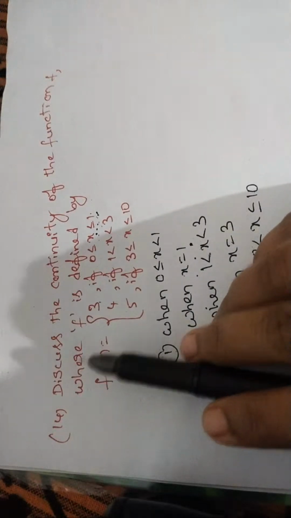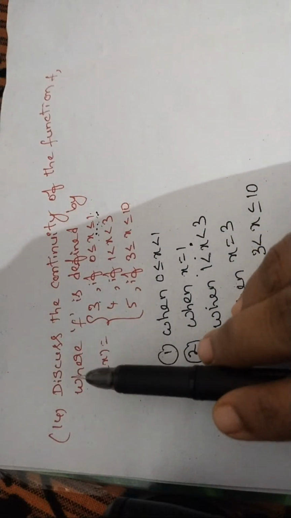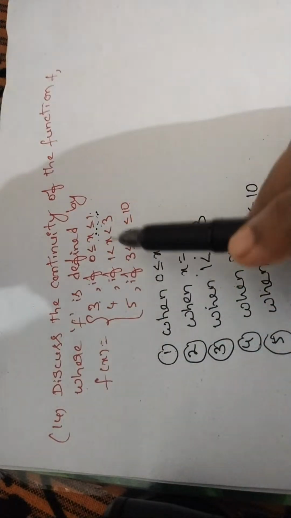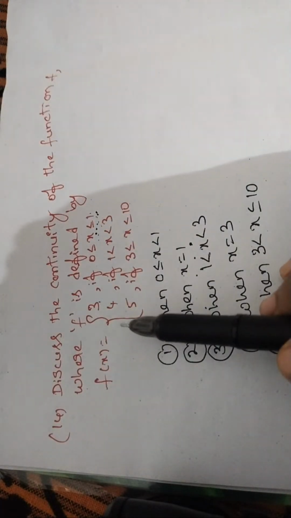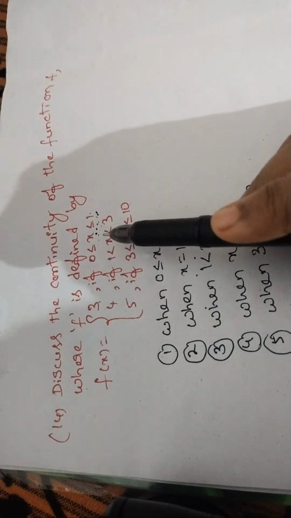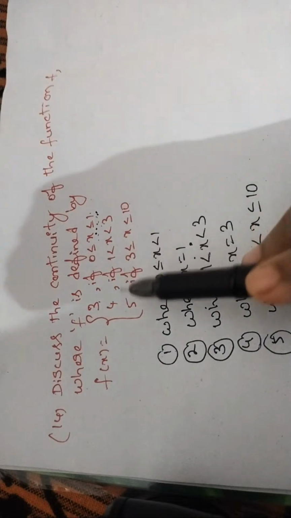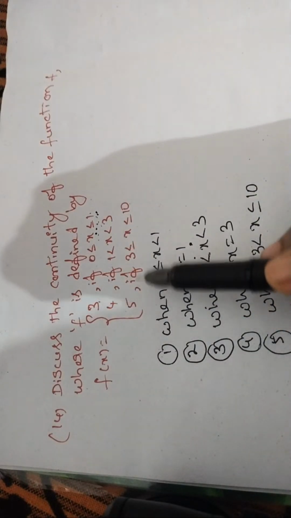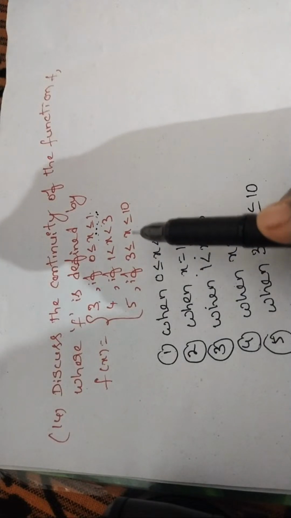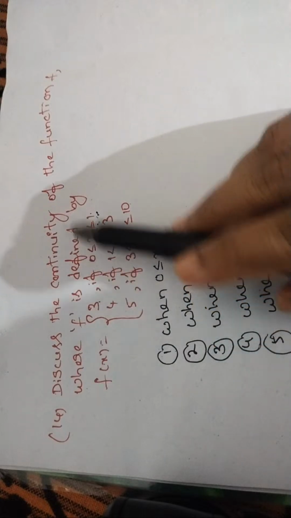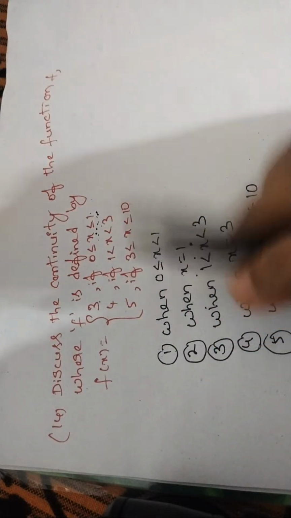Class 12 NCERT. The question is, discuss the continuity of the function f where f is defined by f of x is equal to 3 if 0 less than or equal to x less than or equal to 1, 4 if 1 less than x less than 3, 5 if 3 less than or equal to x less than or equal to 10. So here we need to find the continuity of the function.